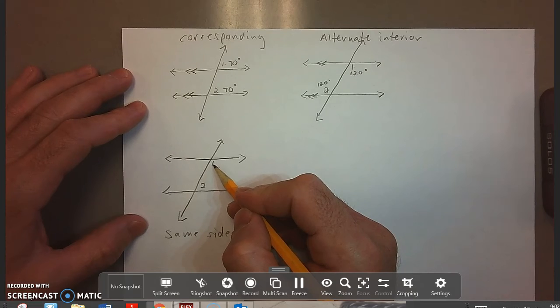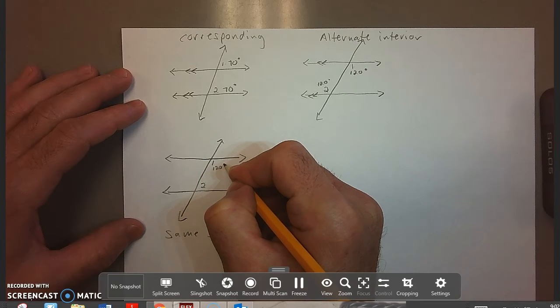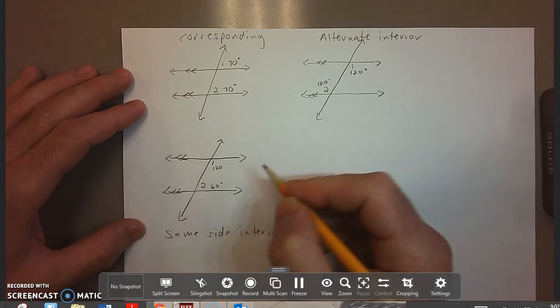Same side interior angles are a little different. If you look, this one's obtuse, this one's acute. They are not equal. They are actually supplementary. So let's say this angle here is 120. This angle would be 60. And again, that's if my lines are parallel.